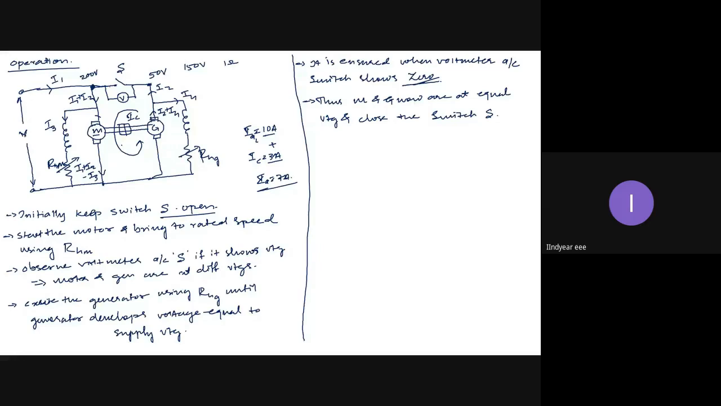The same thing is also true in alternators when they are to be synchronized. So always we should avoid the circulating currents, which will always hamper the load handling capacity. Okay.